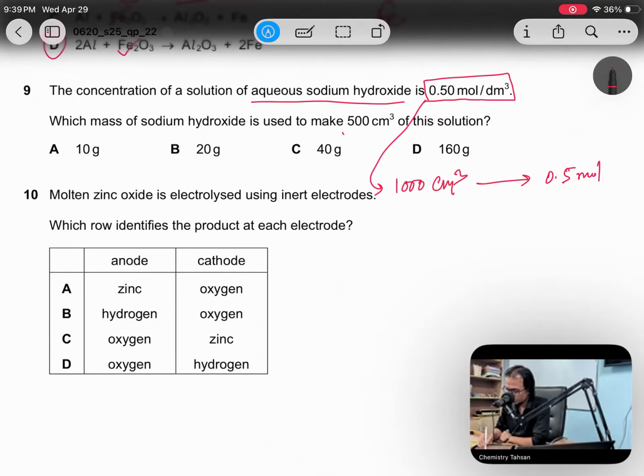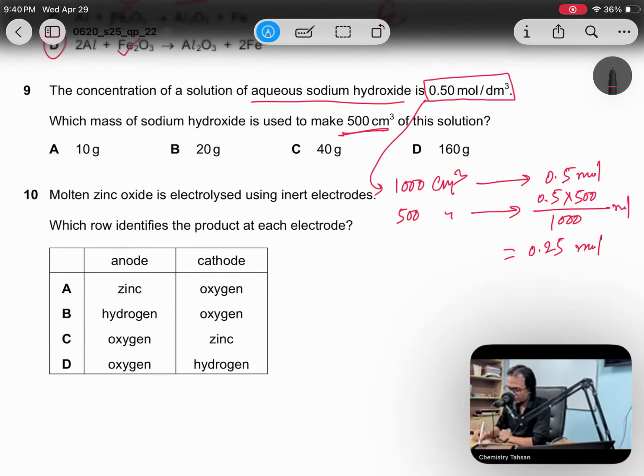So they're asking for 500 cm cube of the solution. For 500 cm cube, what you need is 0.5 into 500 divided by 1000 mole. So which is basically half of this. So half of 0.5 is 0.25 mole.